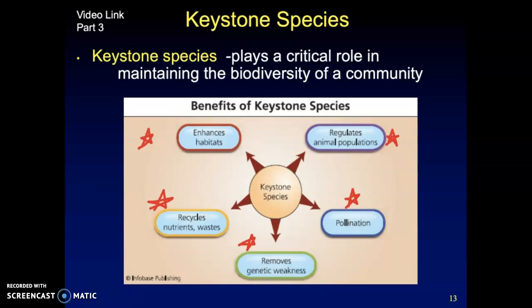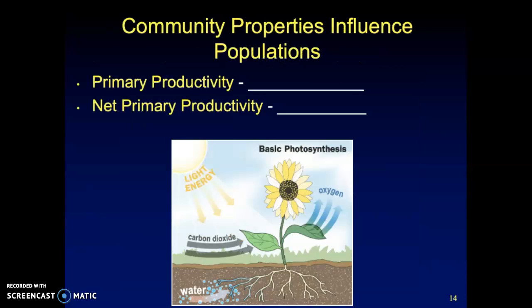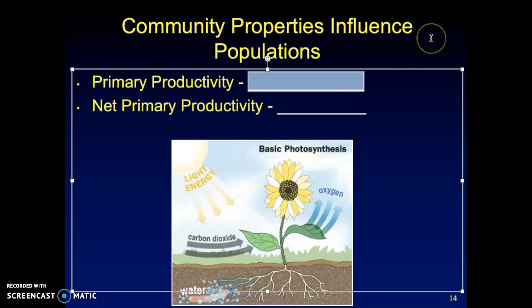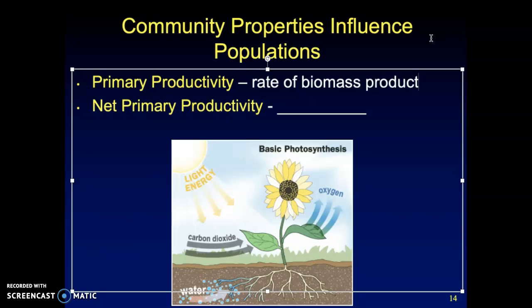So, all right, now as we look at communities, the community properties influence the populations. So basic properties in a community, what's going on in the community influences whether the populations go up, the populations go down, which populations you can have. So there's a couple basic things we want to look at in communities to determine the populations that would exist there. And one thing we start with is called primary productivity. So this is known as the rate of biomass production.